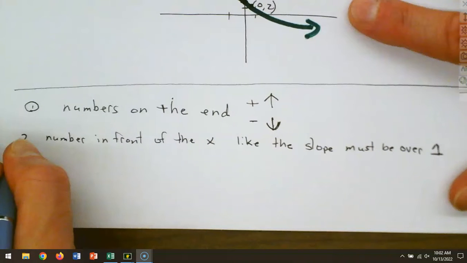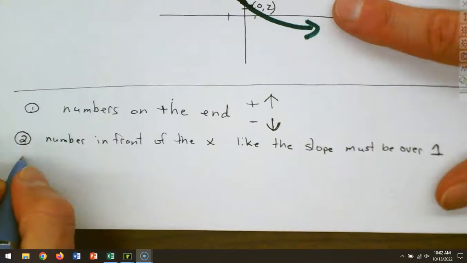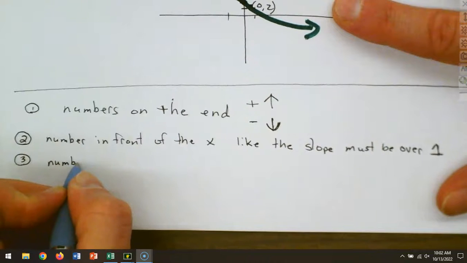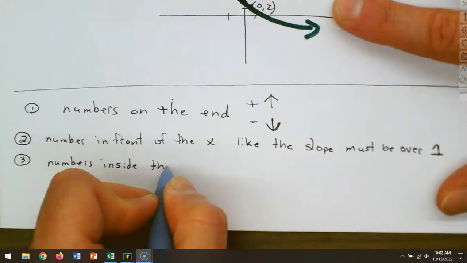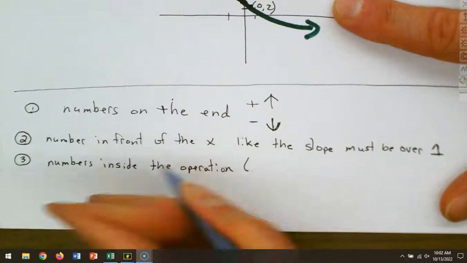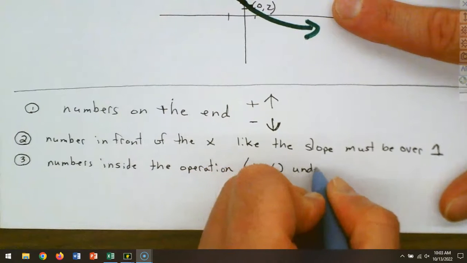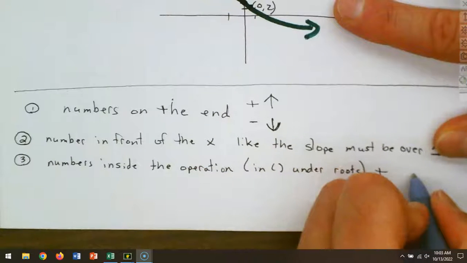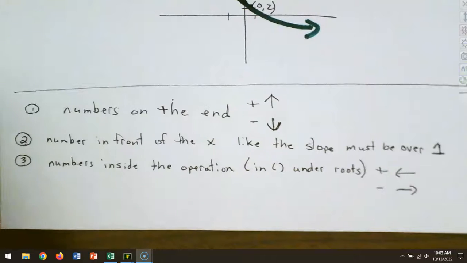Now, what we haven't talked about yet is how we can move it left or right. And numbers, this is new here, numbers inside the operation. And that means in the parentheses, under the roots, etc. Positive values move it back to the left. Negative values move it to the right. They're the opposite of what you think it would do.